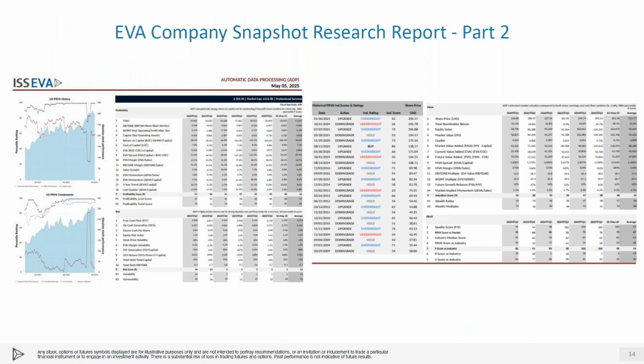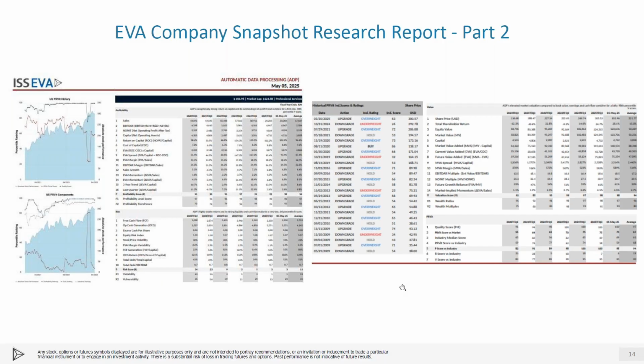And if you page forward, Casey, you'll see the last page of the company snapshot report, which then looks at the historical recommendations. On the right, you'll see how this stock has been rated over a long period of time, and also additional data points around profitability, risk, and valuation.